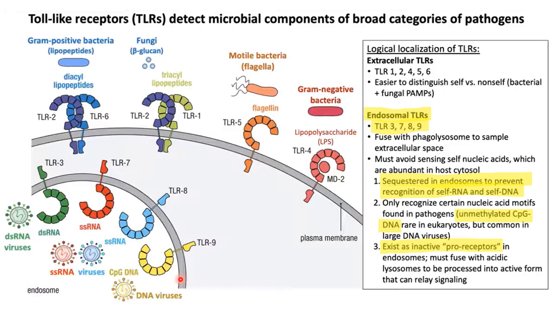Now let's see what happens here. You have certain TLRs that you find in endosomes, and they are here: 3, 7, 8, 9, right? Remember, on the cell surface you had 1, 2, 4, 5, 6. Now on endosomes you're going to have 3, 7, 8, 9. So what are these guys going to detect here? Well, they're mainly going to detect either RNA or DNA of the pathogens.